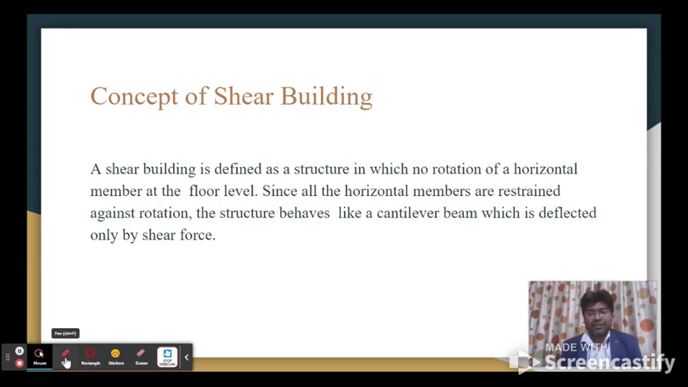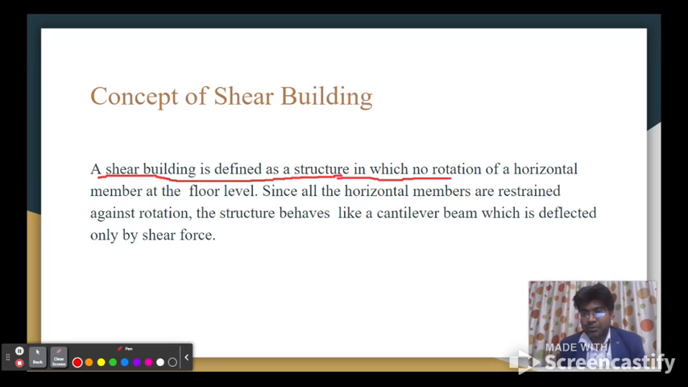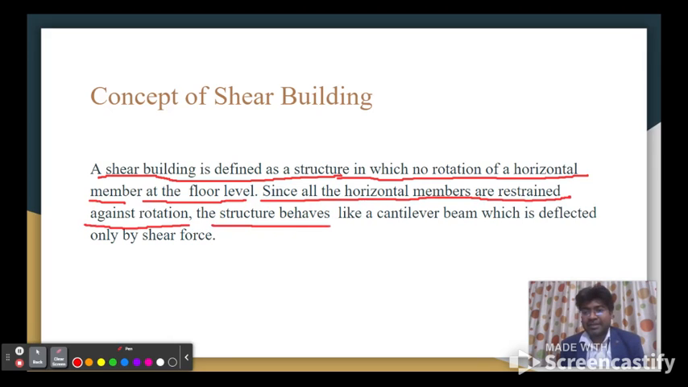Now, the concept of shear building. See what it is in here. A shear building is defined as a structure in which there is no rotation of a horizontal member at the floor level. Since all the horizontal members are restrained against rotation, the structure behaves like a cantilever beam which is deflected only by shear force.